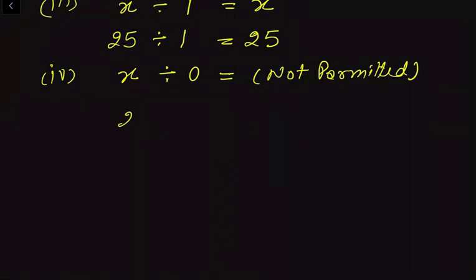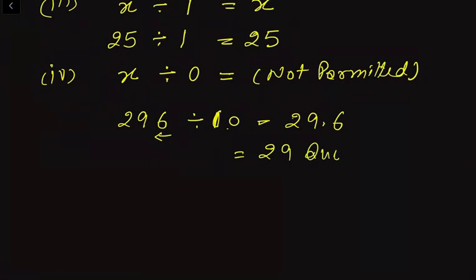Another, if we divide 296 by 10, then answer will be, put a point here after one number here, then 29 is quotient and 6 is remainder.